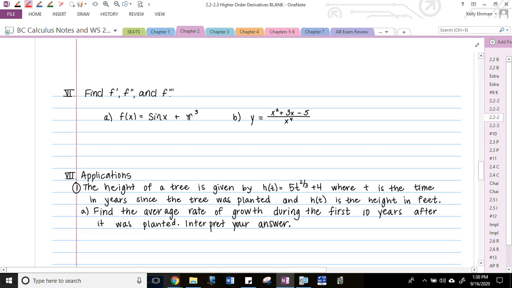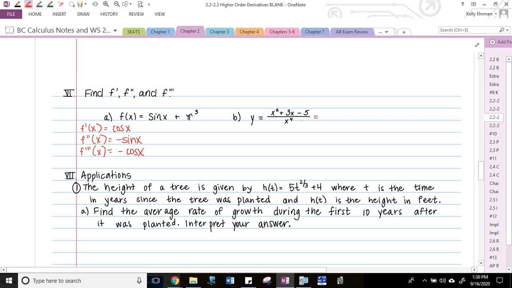Find the first derivative, the second derivative, and the third derivative. All right. F prime of x. The derivative of sine is cosine. The derivative of pi to the third, that's a constant. We're trying to trick you. That's 0. So the derivative is just cosine x. The second derivative of cosine is negative sine x. Third derivative of sine is cosine. There's a negative out in front, so negative cosine x.